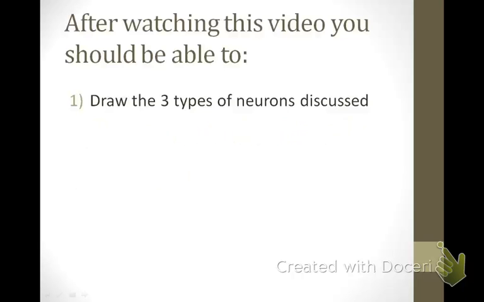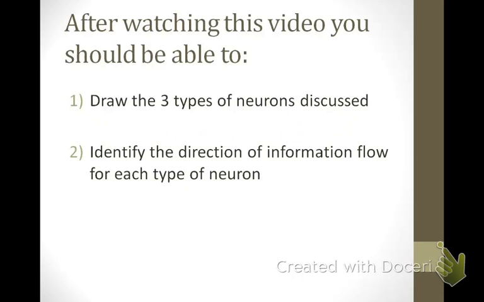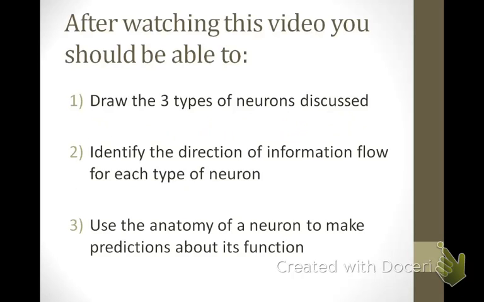After watching this video, you should be able to do the following three things. 1. Draw the three types of neurons discussed. 2. Identify the direction of information flow for each type of neuron. And 3. Use the anatomy of a neuron to make predictions about its function.